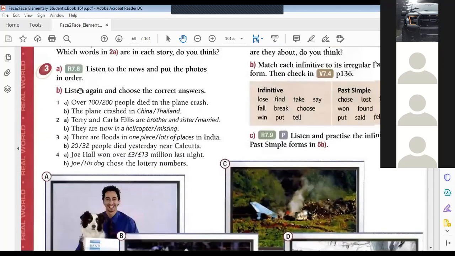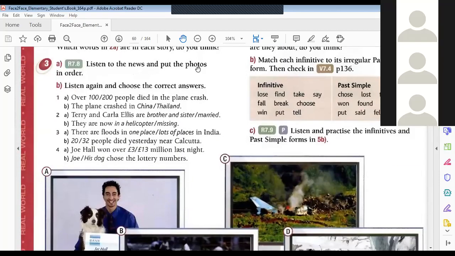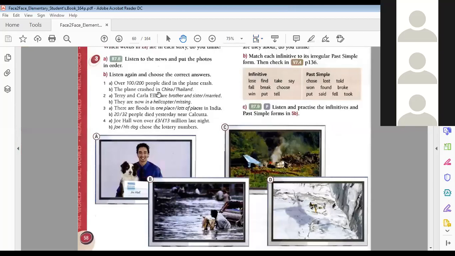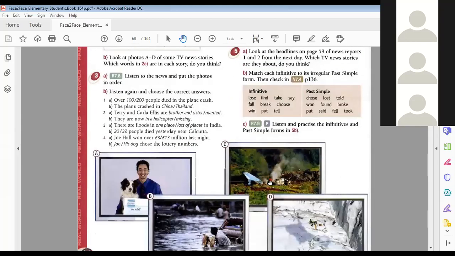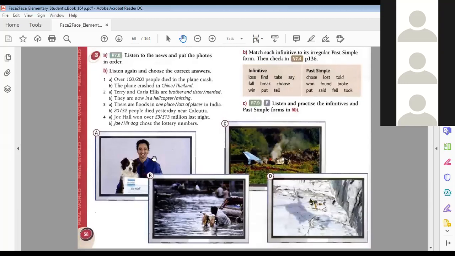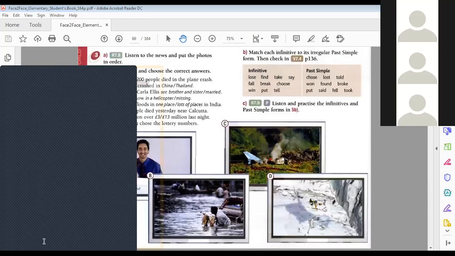Let's do the listening. In number three, we are going to listen to the news. And we are going to put the photos in the correct order. No, not the photos. We're going to choose the correct answers. Do you see each sentence has two options, two answers, okay? So one of them is correct and one of them is not correct, of course. So we're going to listen and put, sorry. We have two parts in the question. The first part is just putting the photos in order. The second part is the choice. Okay? We are going to listen twice. So let me take you to the listening.